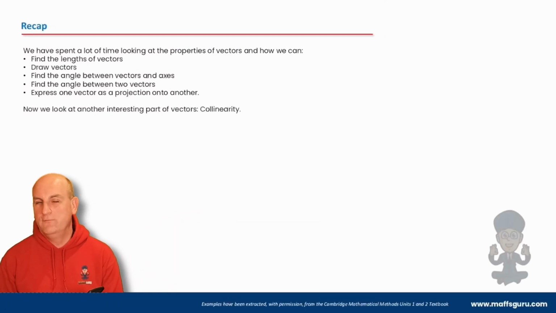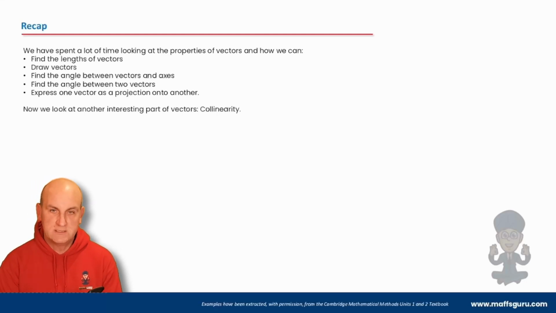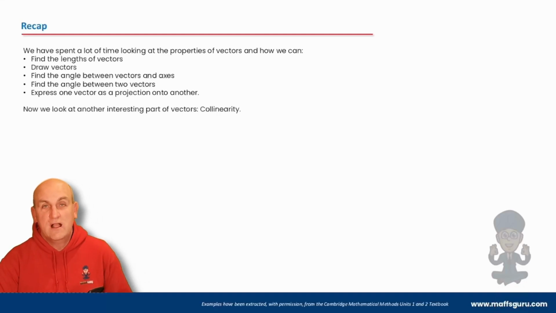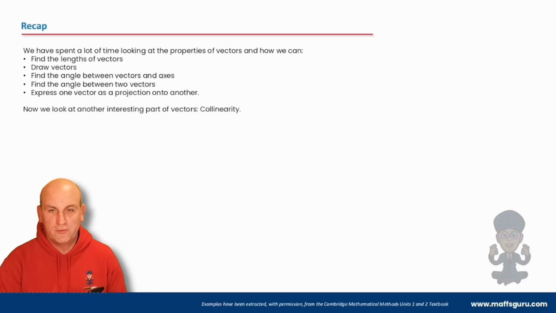Now, recap. We're heading towards the end of this particular module of the course, but it does get built on later on in a different section. Previously, we looked at finding lengths of vectors, drawing vectors, angles between, expressing one vector as a projection onto another. Now we're extending that to collinearity. And if you haven't seen my previous videos, they are there on mathsguru.com.